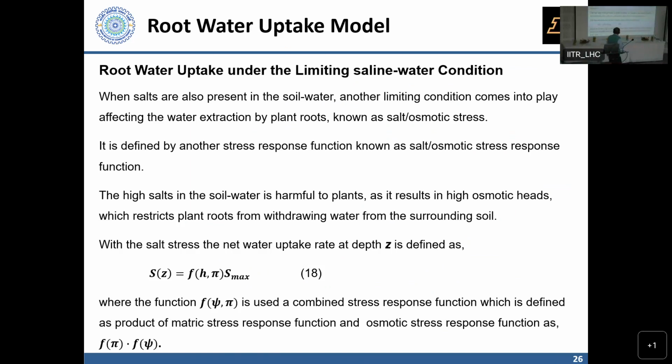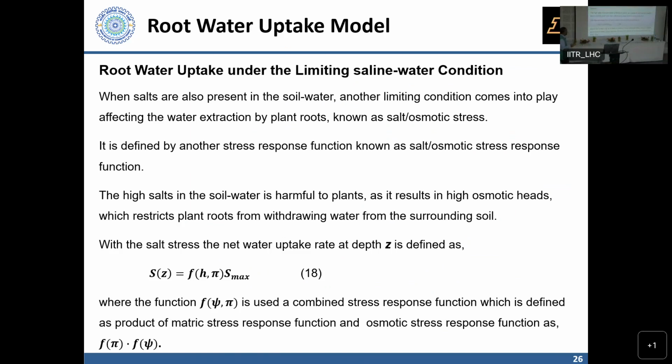Because of this, the amount of water which we have defined as S max is further reduced because of the presence of salts, because of this osmotic stress response. To account for that, we multiply it with some factor F, which depends upon an osmotic stress response function, which depends upon the salinity of the water which you are using.